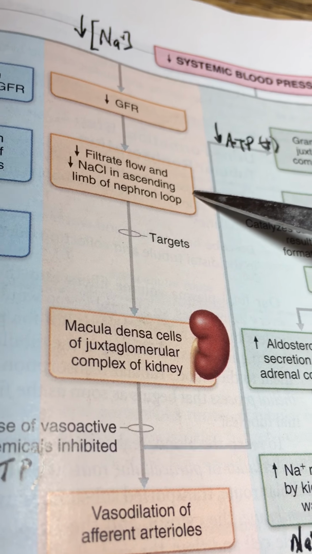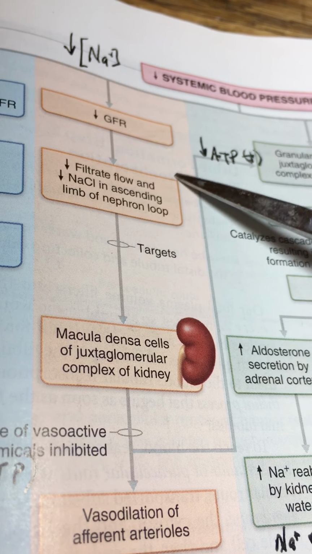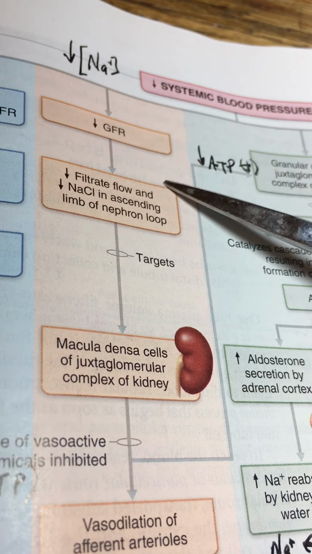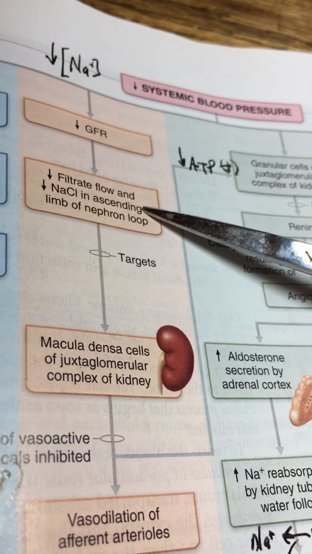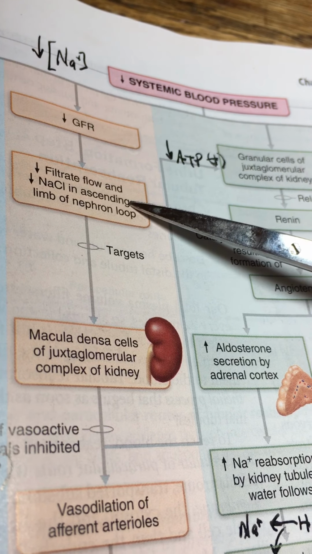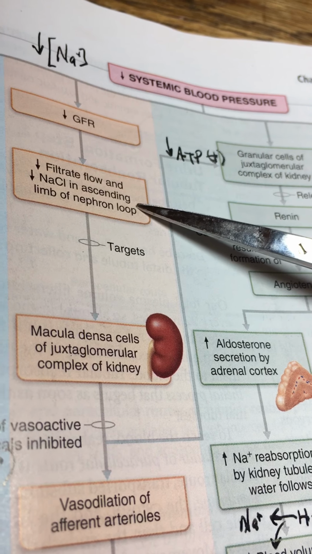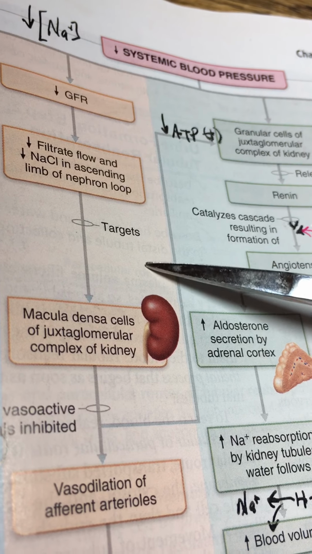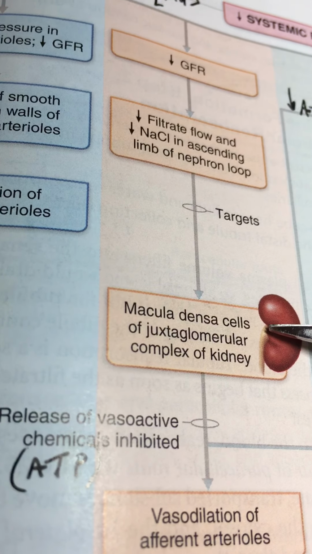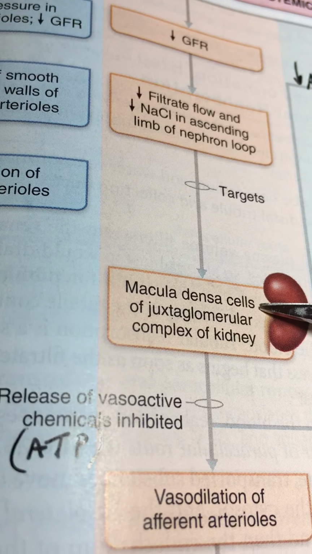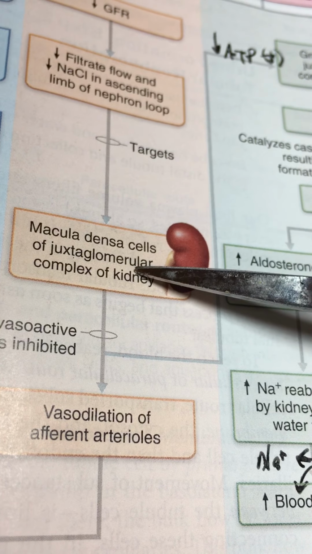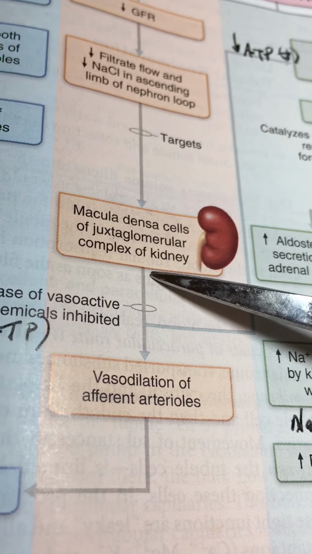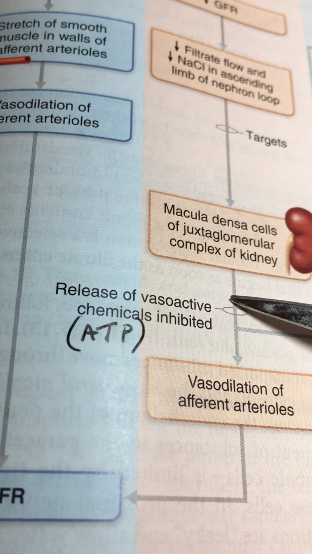Okay, so over here we have a completely different mechanism. We have a decrease in glomerular filtration rate, low blood pressure. The filtration rate is low. If there's any sodium, it's going to get taken up in the nephron long before we end up at the macula densa cells, at the juxtaglomerular complex of the kidney. And if that happens, then there's going to be no signal, no more ATP, a lack of ATP.